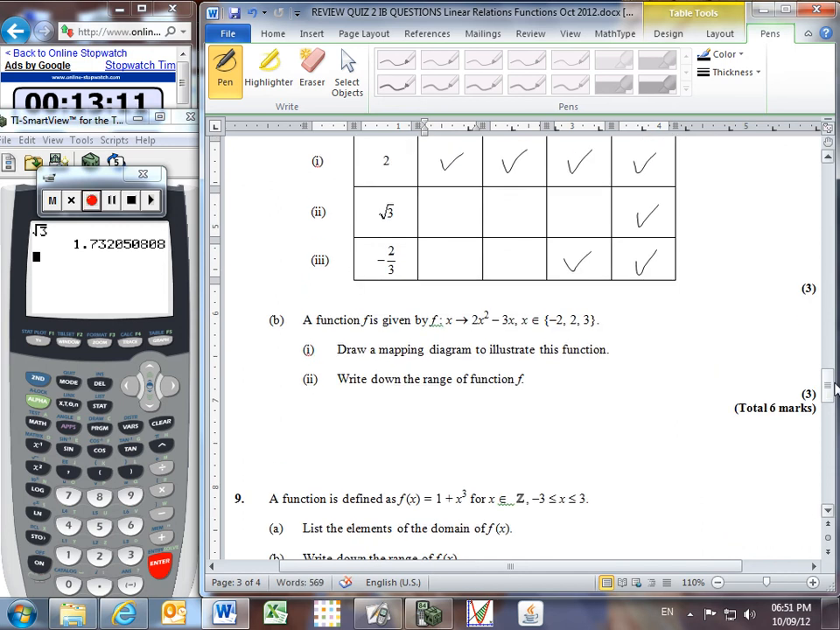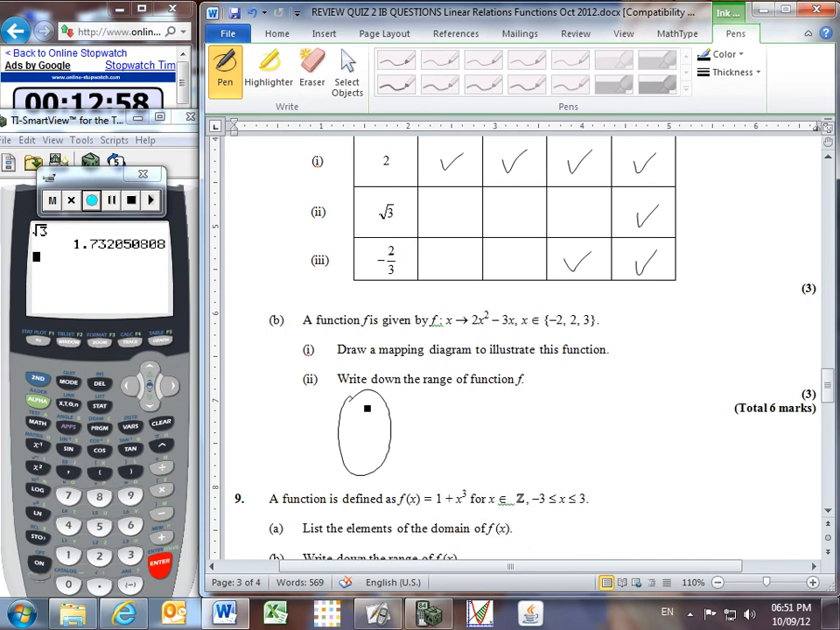Part B, a function is given with this particular equation, and you've been told that x, the domain, only includes negative 2, positive 2, and positive 3. So we need to write a mapping diagram. Here's our domain with our values of x, negative 2, 2, and 3, and each of these is going to be mapping to something in the range. Let's work out what those range values are.